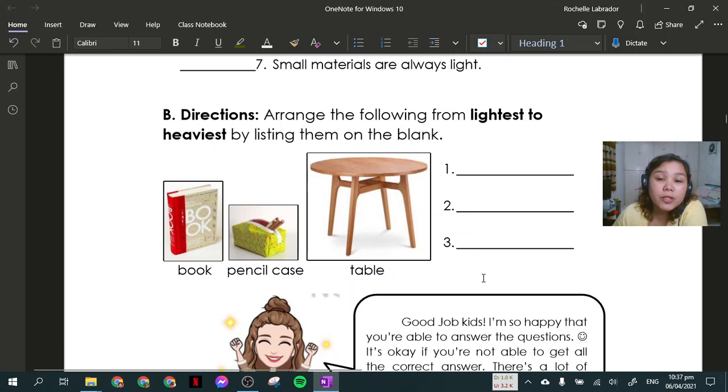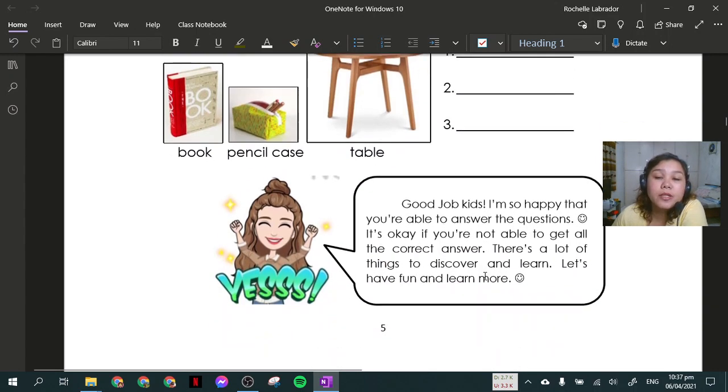So pause to finish numbers 1 to 3, and if you're done, so Teacher Leslie says, good job kids. I'm so happy that you are able to answer the questions. It's okay if you're not able to get all the correct answers. There's a lot of things to discover and learn. Let's have fun and learn more.